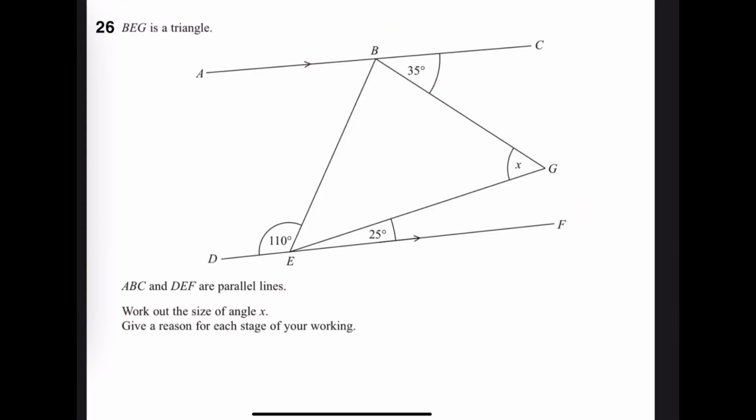Question 26. BEG is a triangle. ABC and DEF are parallel lines. Work out the size of the angle X and give a reason for each stage of your working. So what we are trying to find is X, which is BGE over here. First thing that we are going to do is find out what this angle over here is.